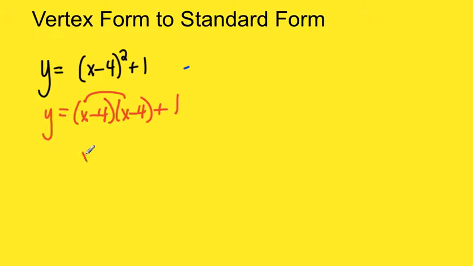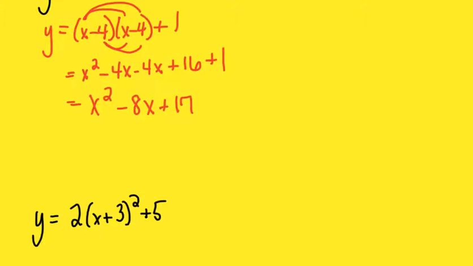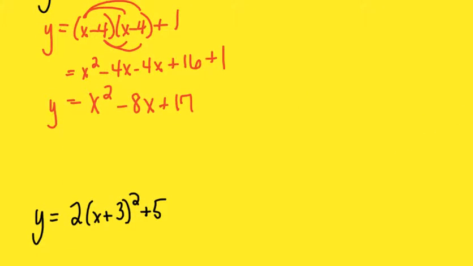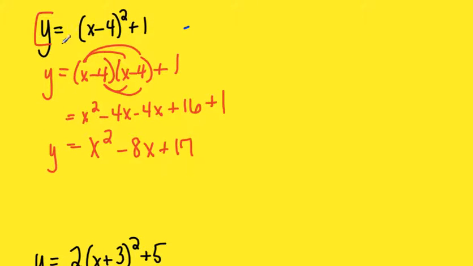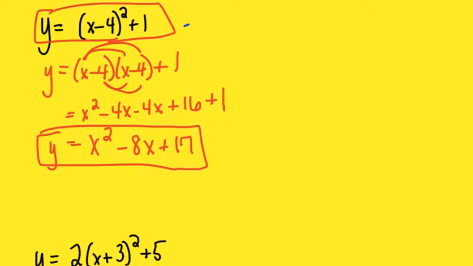So x times x is x squared, x times negative 4, negative 4 times x, and then negative 4 times negative 4, and then add the plus ones at the end. And then you simplify, so x squared minus 8x, and then that would be plus 17. Okay? And you went from vertex to standard there. So again, this statement and this statement are equivalent. They graph the same exact way, except one's in vertex form and one's in standard.